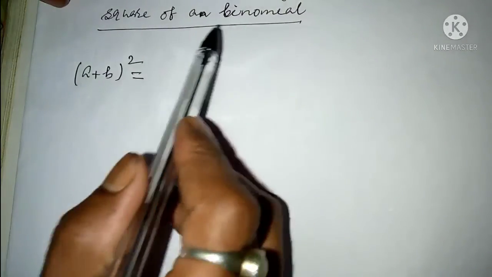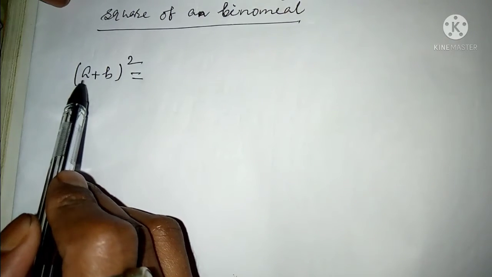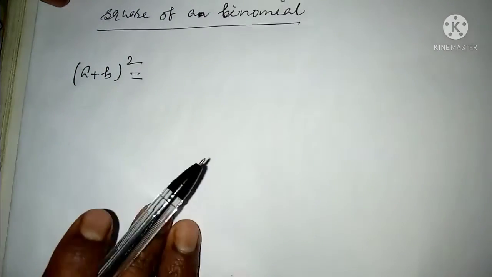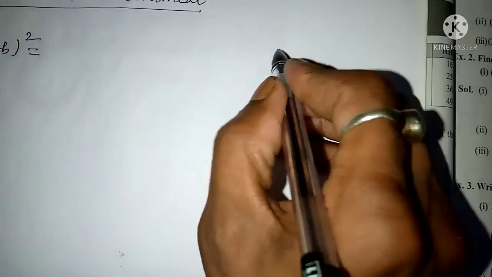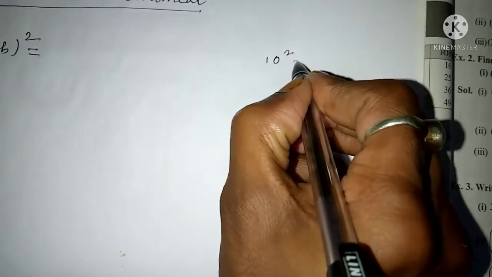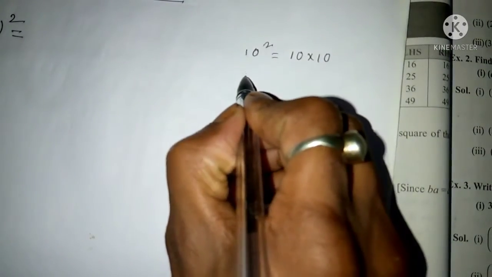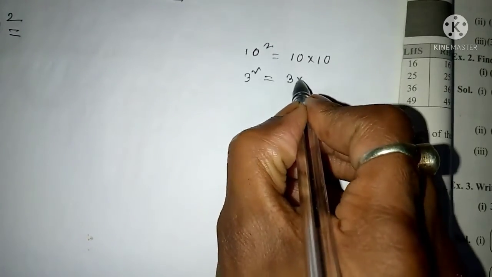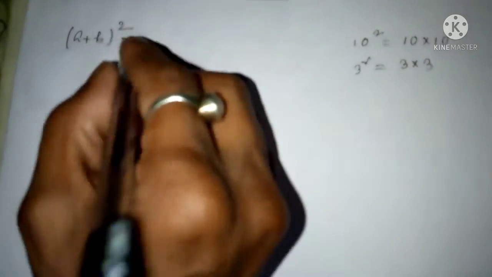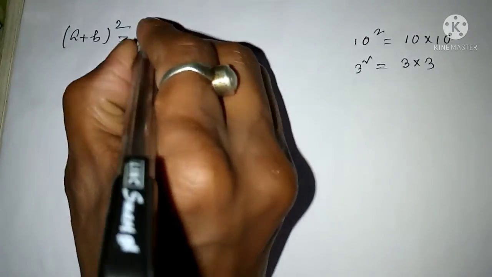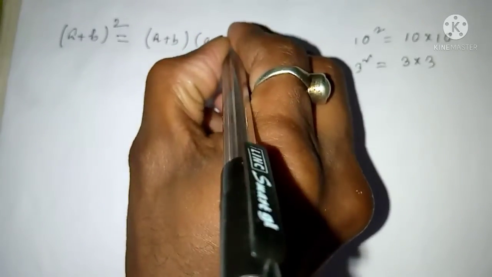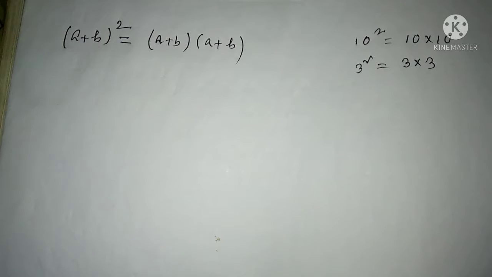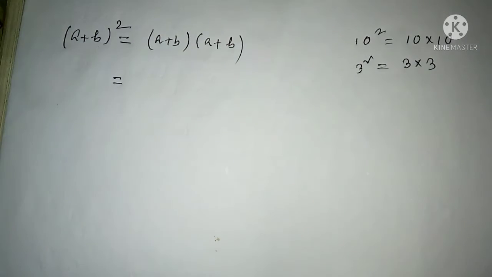Now see, square of a binomial. We have considered the binomial a + b and we have to square this one. We all know that 10 squared means 10 into 10, or 3 squared means 3 into 3. That means if I have (a + b) whole squared, then can I write (a + b) again into (a + b)? Yes, obviously I can write like this. Then you can see here (a + b) into (a + b), so we'll apply the distributive property here.